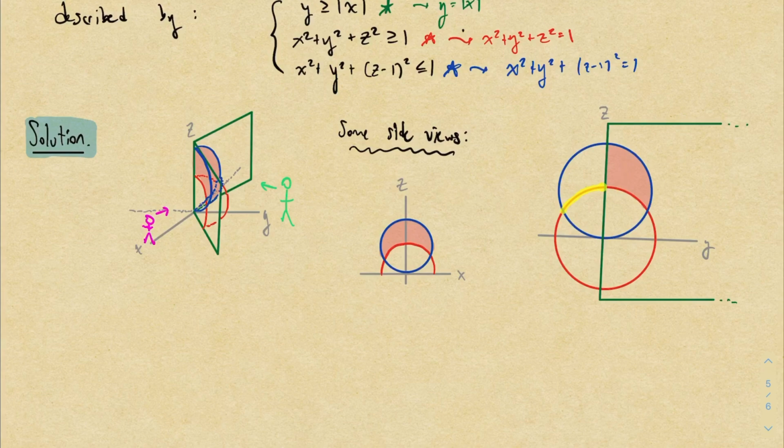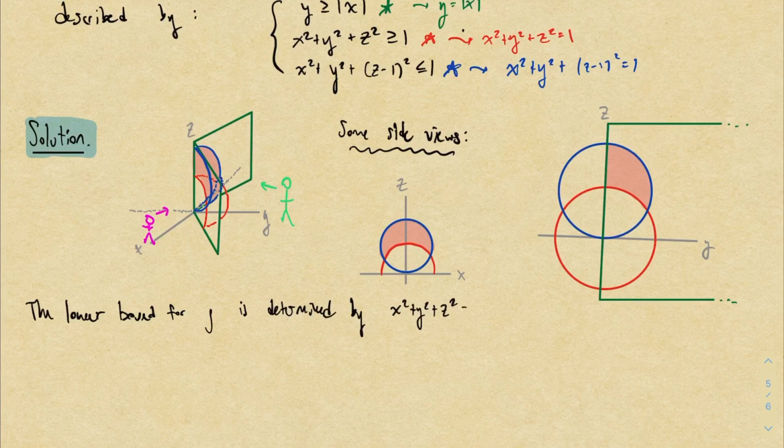Based on these side views, it looks like the lower bound is cut out by the red sphere, because that's the first thing we cross when we enter the region. So what do I do? I take the algebraic equation for the red sphere and turn it into spherical coordinates. We get rho squared equals 1. Solve for our variable of interest, which is rho, and we get rho equals 1. So there's our lower bound for rho. And again, this should make sense just because the red sphere is exactly a centrally located sphere of radius 1.